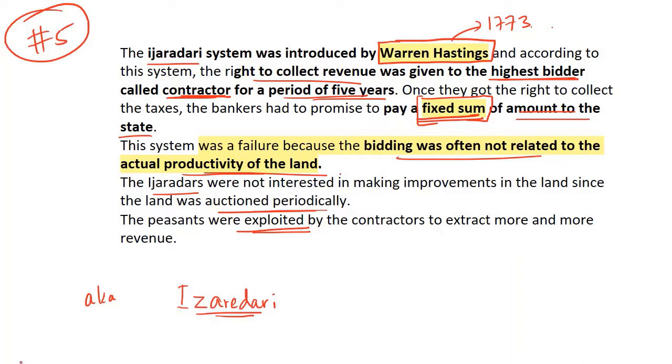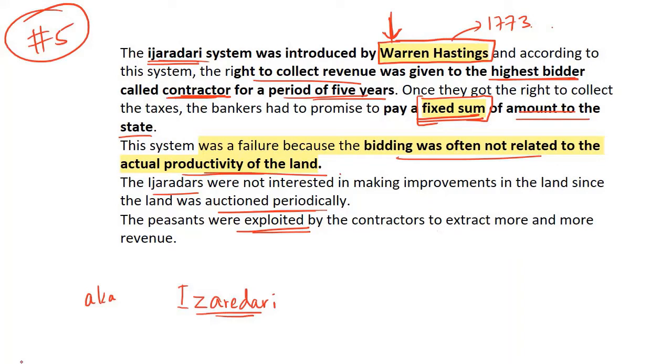ये भी याद रखिएगा, इजरादारी system में जो highest bidder था उसको दे दिया जाता था contract for a period of 5 years. किसने introduce किया था इसको? Warren Hastings ने introduce किया था. हालांकि ये भी कहा जाता है actually इजरादारी system was a form of land revenue system that actually existed in the Mughal times, यानी कि it was started in Shah Jahan's time and then grew in the time of Aurangzeb. But for the purposes of our exam, during the British time, it was introduced by Warren Hastings. So Ijradari system is associated with Warren Hastings. Remember that association.